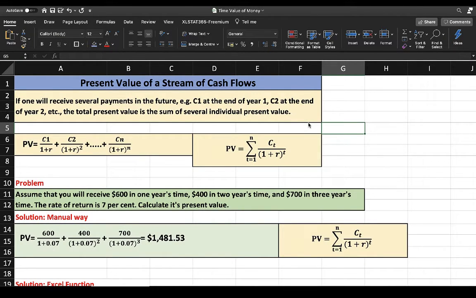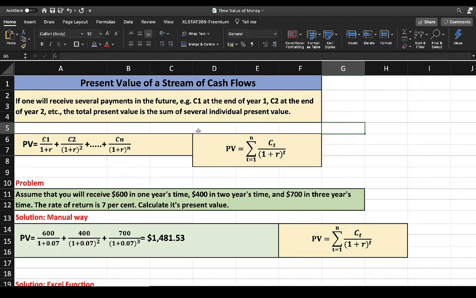In my previous video, I talked about the present value concept. Now, in this video, I'll tell you how to solve the present value of a stream of cash flows. For example, if one will receive several payments in the future, for example, C1 at the end of year 1, C2 at the end of year 2, etc. So the total present value is the sum of several individual present values.